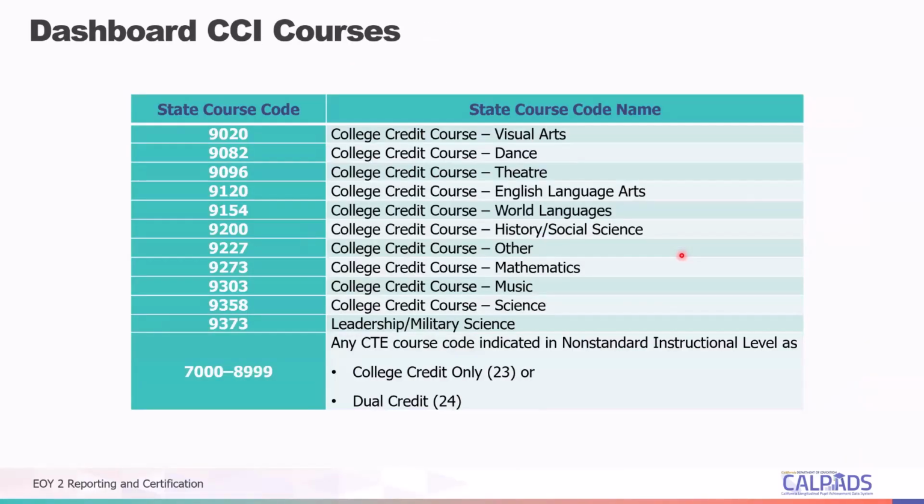So again, data submitted in the CRSC and SCSC files as part of the EOY2 submission are used to identify whether students in the 4-year adjusted cohort graduation rate are prepared for college as measured by the CCI on the California School Dashboard. So again, the CCI looks at state course codes in the 900 series range that's specific to college credit courses or any of the CTE course codes indicated with a non-standard instructional level of 23 or 24.